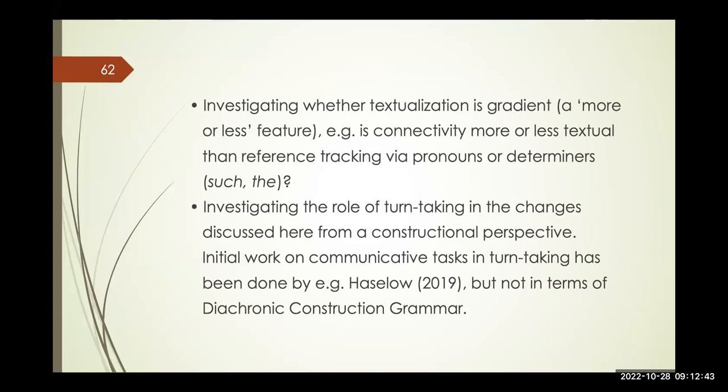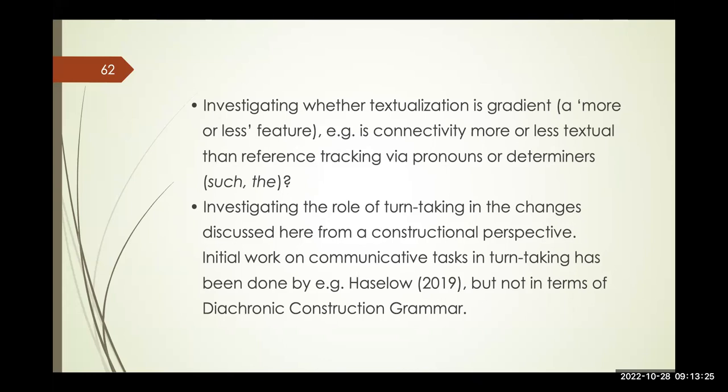My first definition of textualization suggested that textualization is a gradient or more-or-less feature. But textualization may involve getting to be more textual. I am not certain that that is absolutely accurate. Is connectivity more or less textual than reference tracking, pronouns or determiners, for example? Anyway, whether textualization is gradient is, I think, something worth investigating.